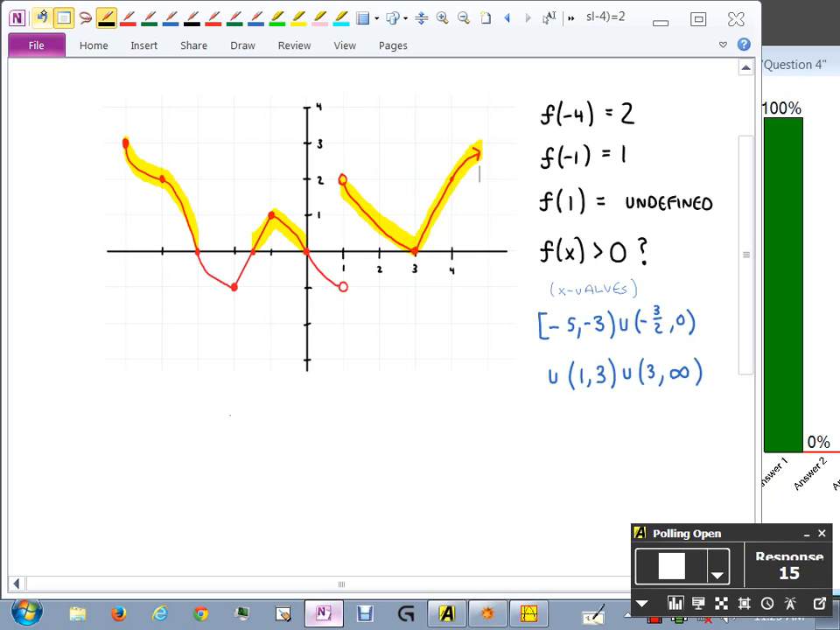What if, check this one out, what if it was dotted up here? Well, could I include 1 now? Is my function positive at 1? Yes. And so I would put a bracket here, because it still would be positive from 1, including 1 forever. Or not forever, till you get to 3.